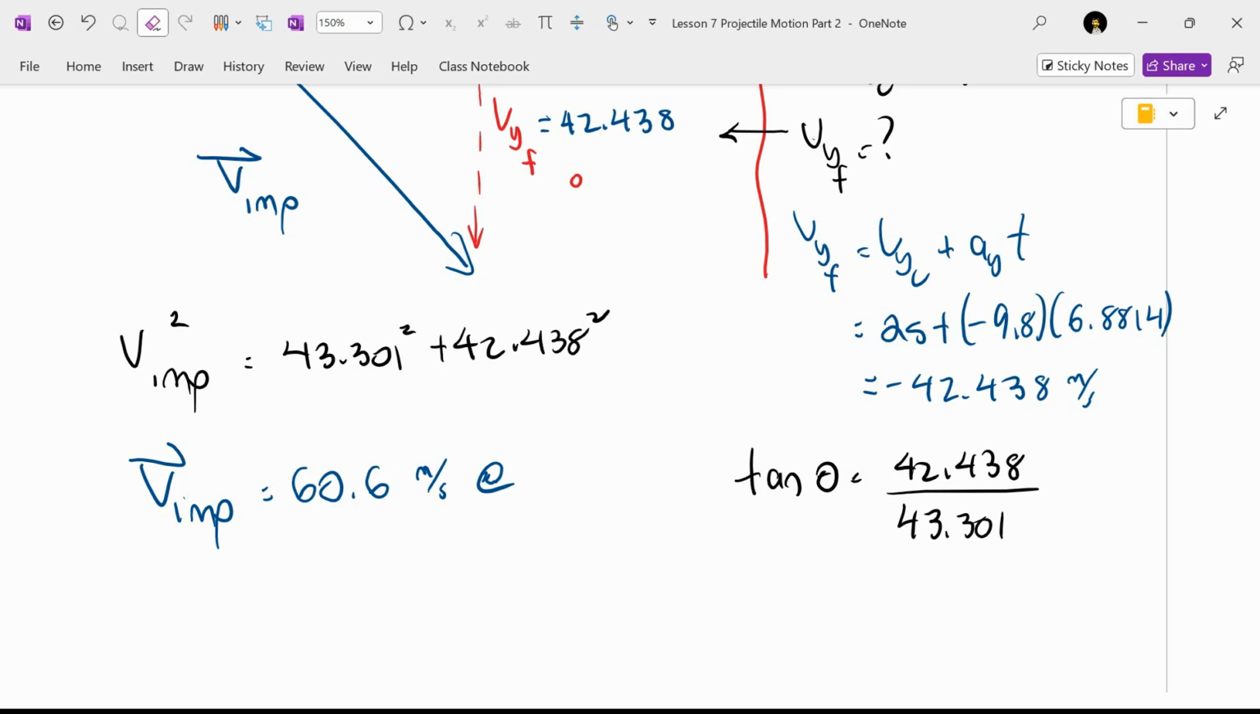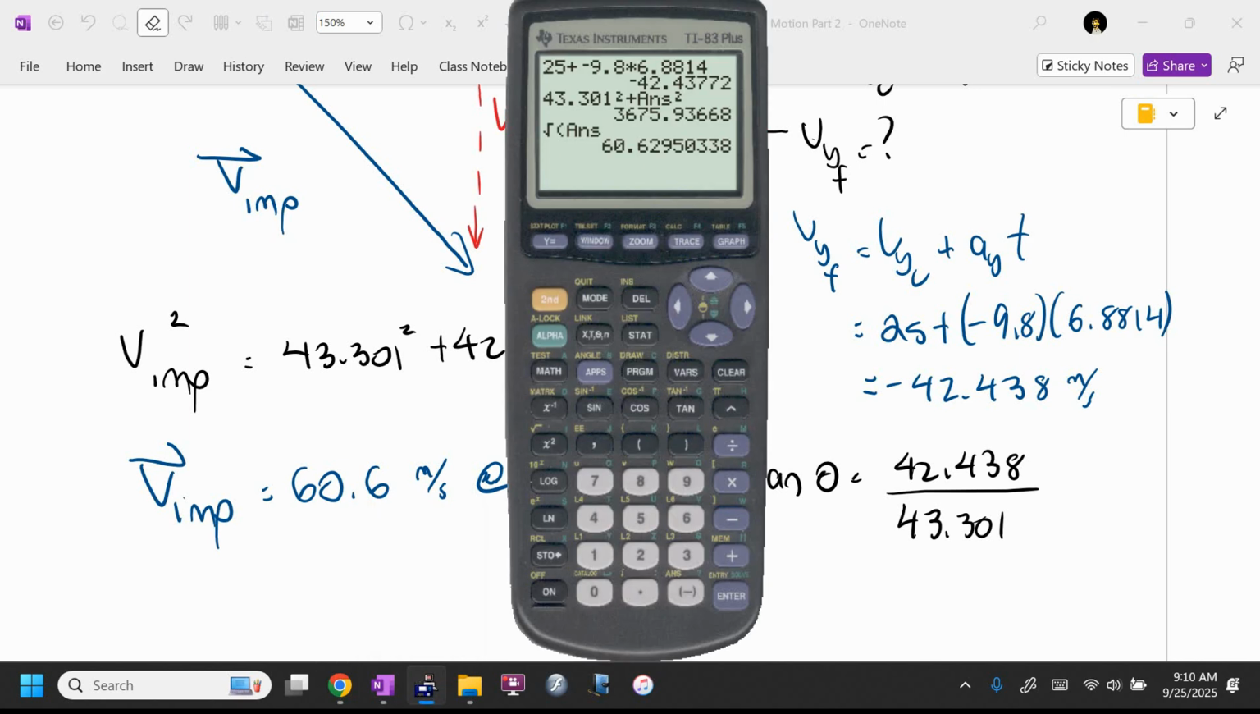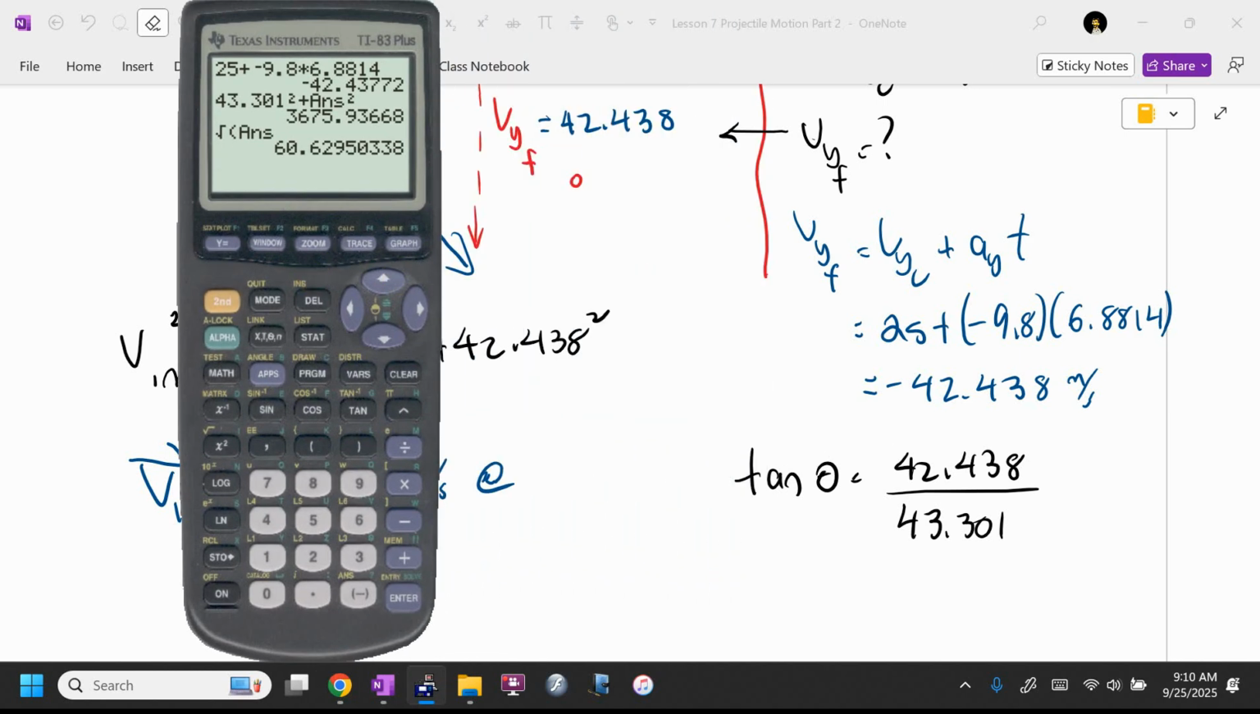I can make a prediction. These two sides are almost the same length. It's going to be really close to a 45-degree angle because this is almost an isosceles triangle. It's not quite, but it's really close. So that's my guess. Let's find out. It's probably going to be 44 point something or 45 point something. Shift tan 42.438 over 43.301.